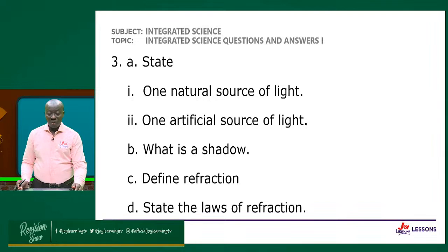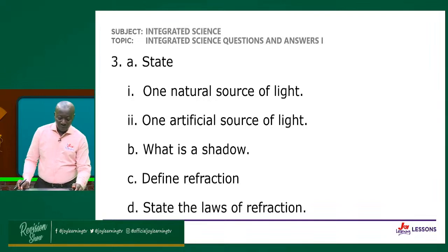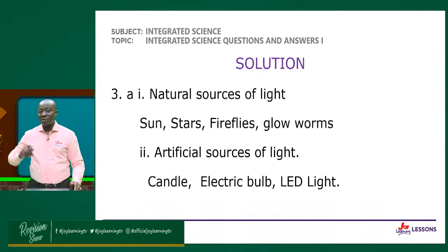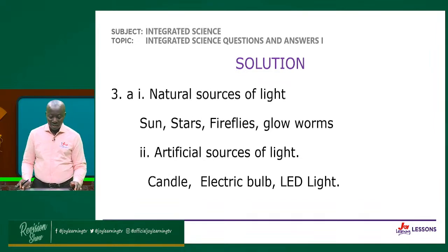All right, so we look at the questions once again. State one natural source of light, one artificial source of light, what is a shadow, define refraction, and then state the laws of refraction. So we move on straight away to the solution and we look at the answers.